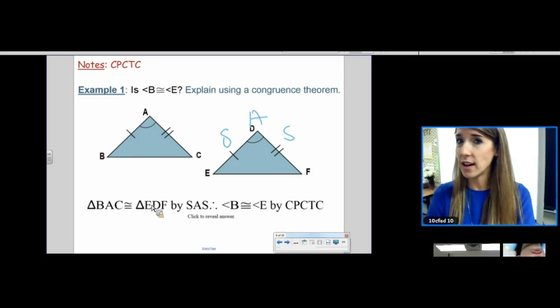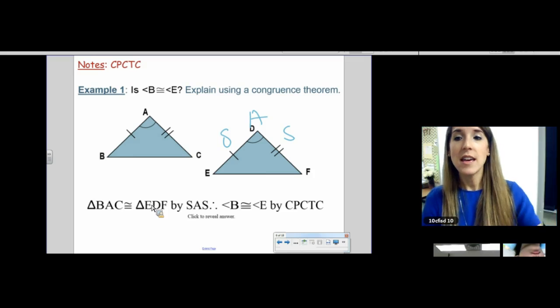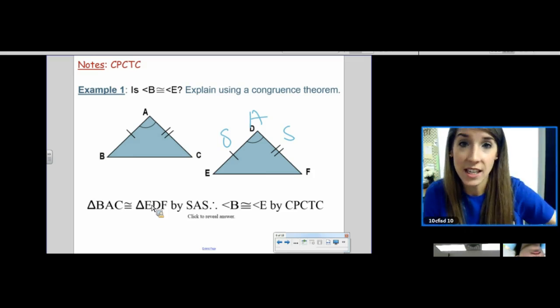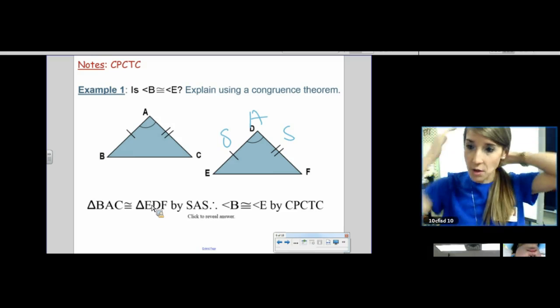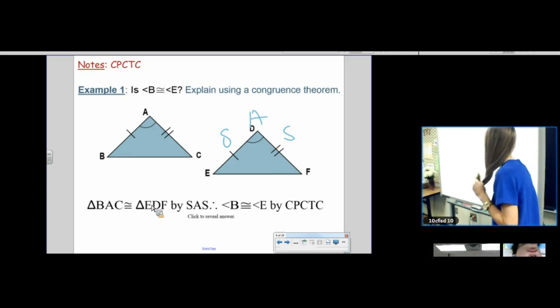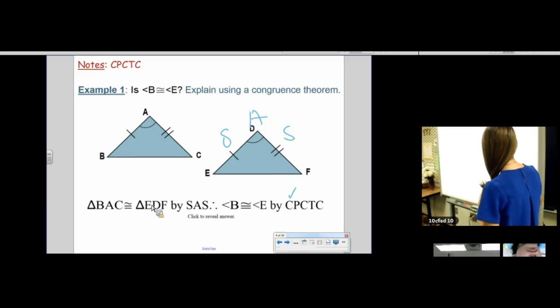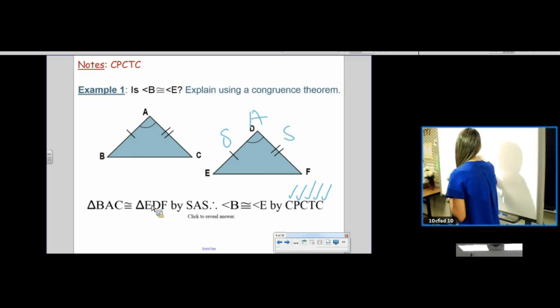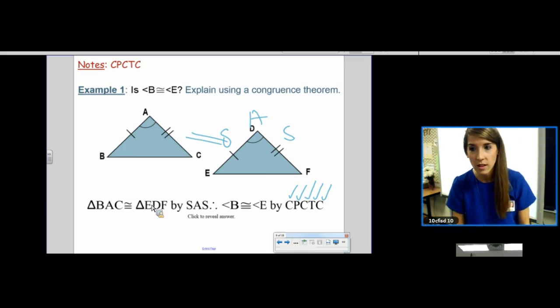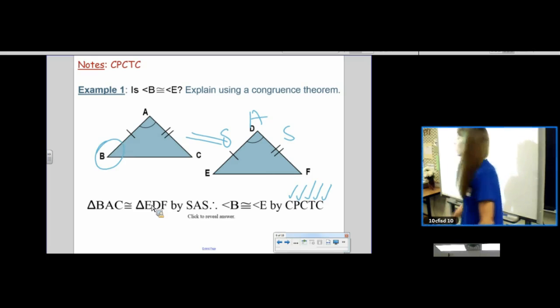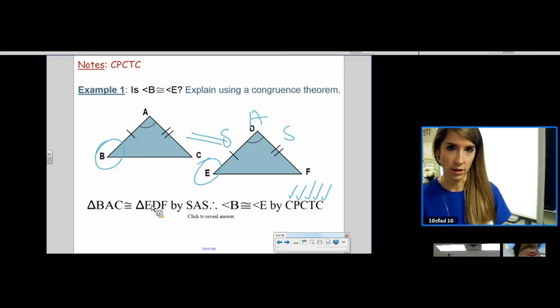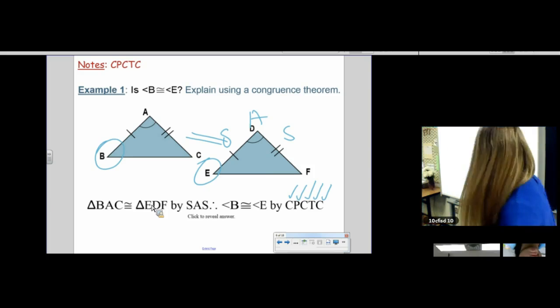So here's the formula. You say that they're congruent, then you say why. Then you say what else is congruent on top of it. It's like your toppings on your sundae. And then you say why. Well, why is B congruent to E? Because corresponding parts of congruent triangles are congruent. If I've already said that these are equal, then even though there's no arcs here, I know these are equal because the triangles are congruent. That's how I know. Let's try another one.